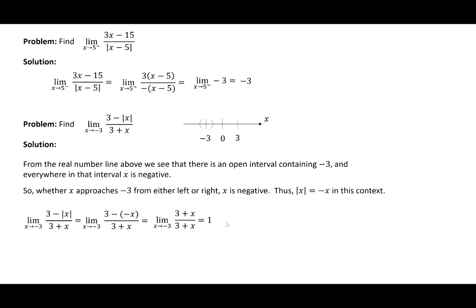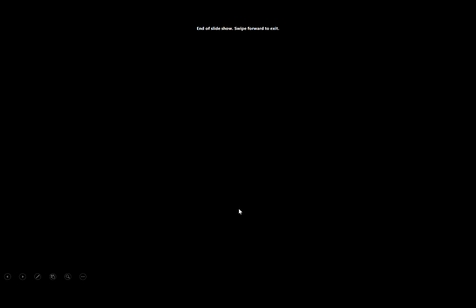Right? What a fascinating problem. If you, on the other hand, simply said 3 minus x over 3 plus x, and you didn't say the absolute value of x is negative x in this case, then you would get a completely different answer. You get some kind of infinity. But instead the answer is 1. All right, folks? Very, very important problem.